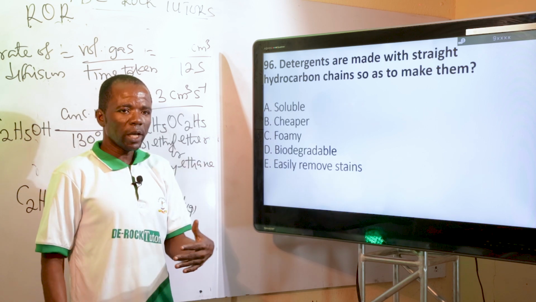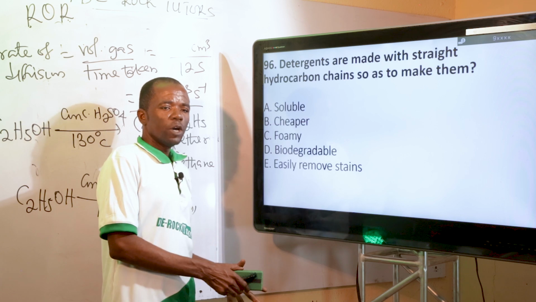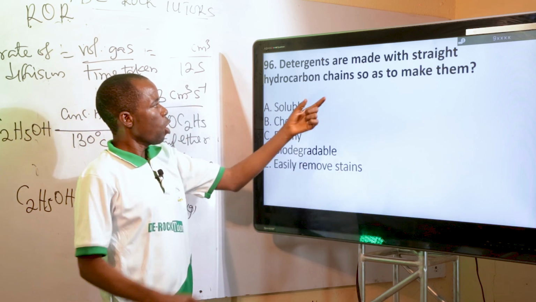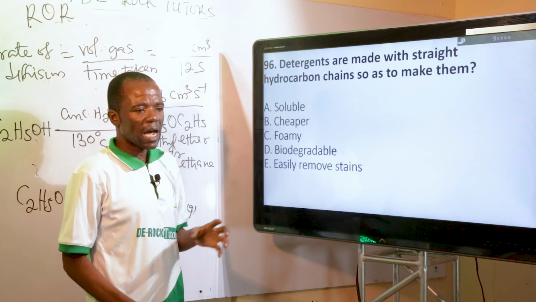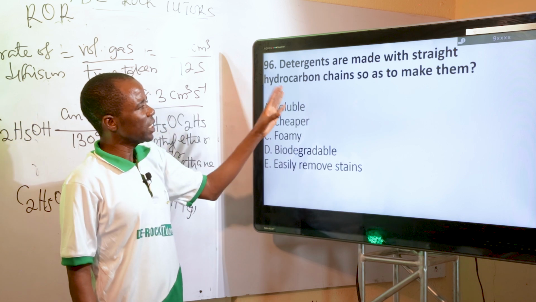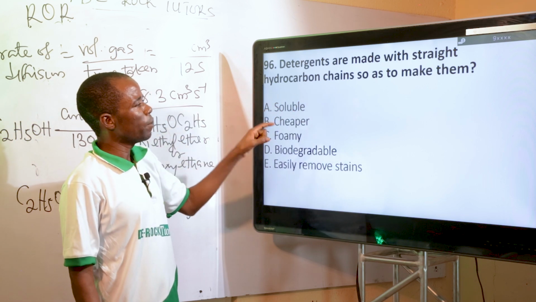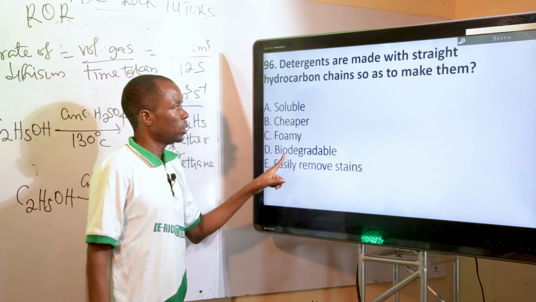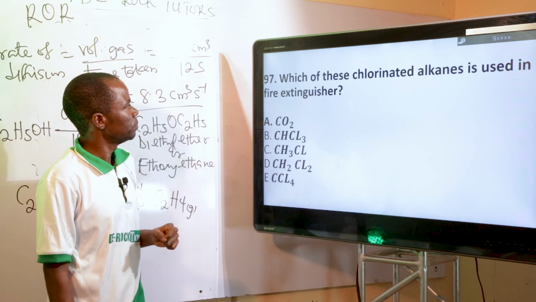But there is now a way to make them biodegradable, and that's by making them of long chain or straight chain hydrocarbons so that bacteria will be able to break them down. So detergents are made with straight chain hydrocarbon in order to make them biodegradable. Let's move on to number 97.